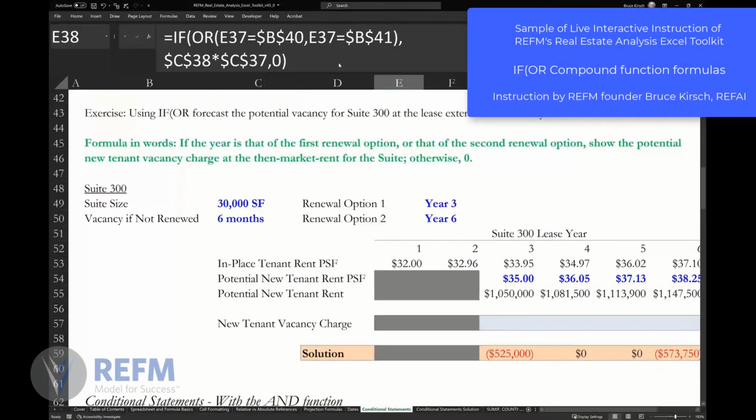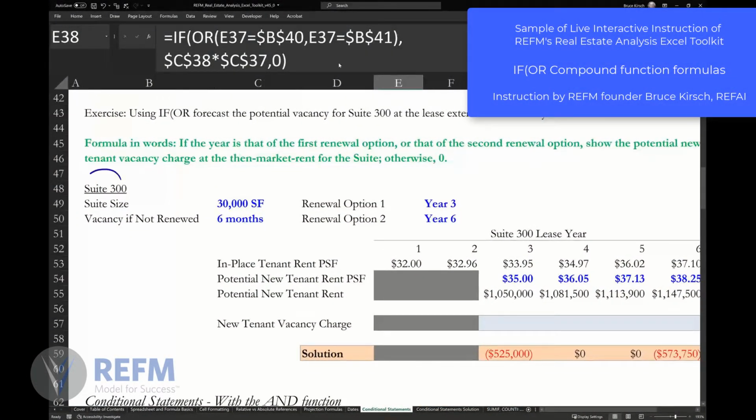Think about an office building. Within that office building, we have a suite. The suite is 30,000 square feet in size, and we currently have a tenant in place. That tenant has two renewal options on their lease. One is in the beginning of year 3. It's a 3-year extension, so the other is therefore in the beginning of year 6.